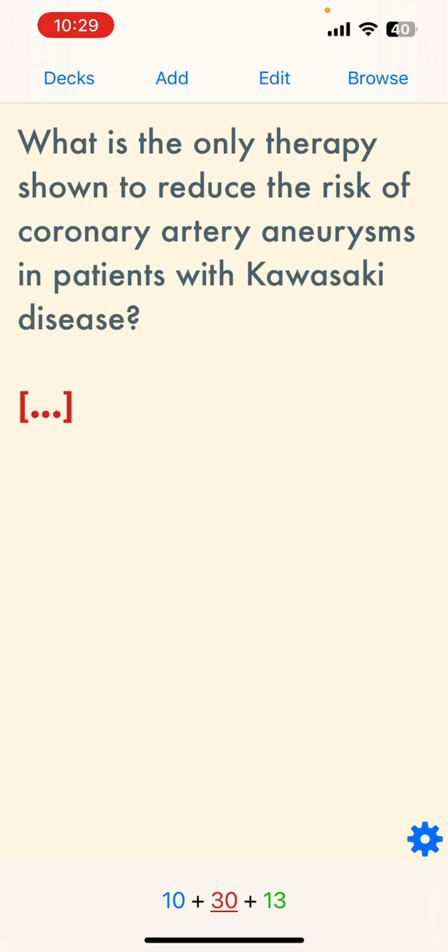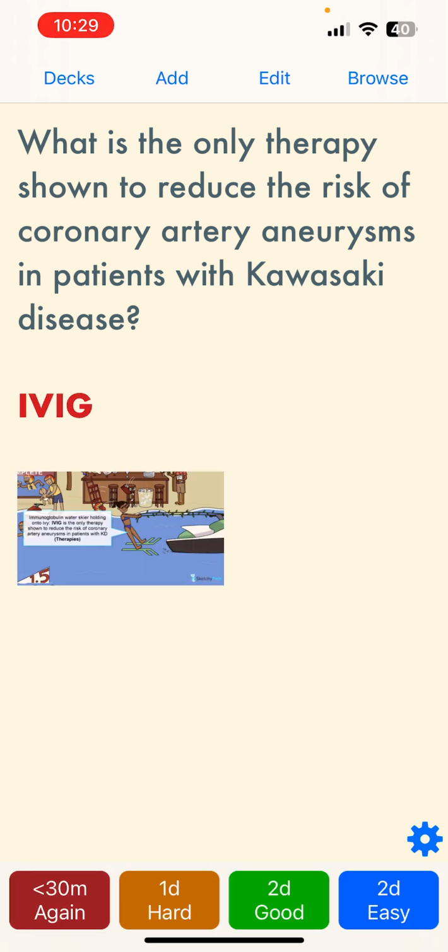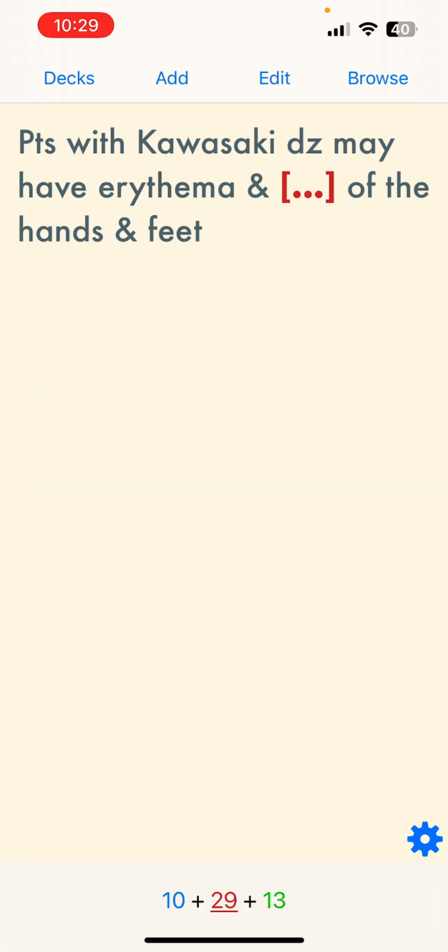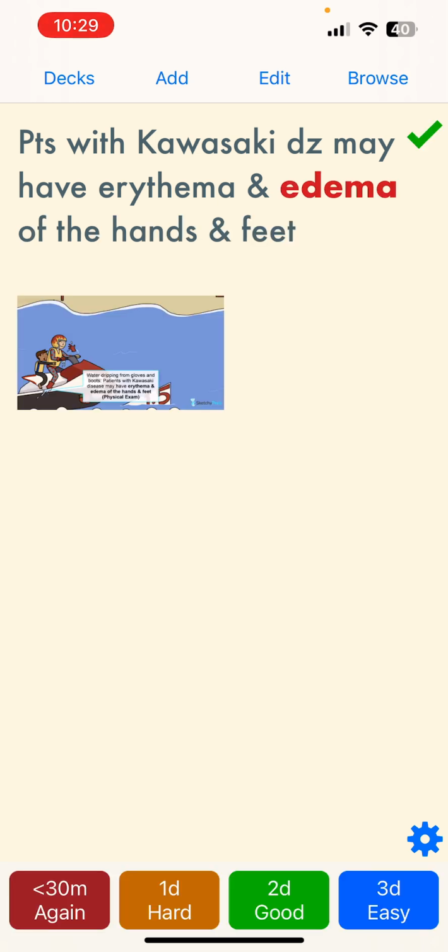What is the only therapy shown to reduce the risk of coronary artery aneurysms in patients with Kawasaki disease? Is it the aspirin or the IVIG? I think the aspirin prevents MI, so I'm going with the IVIG. Good. Patients with Kawasaki disease may have erythema and edema of the hands and feet.